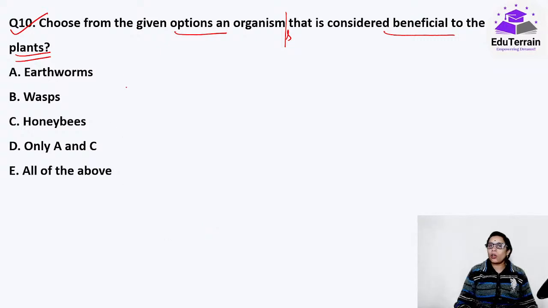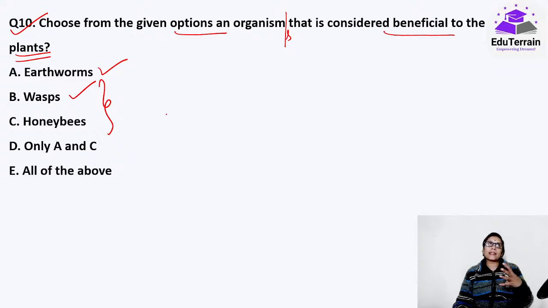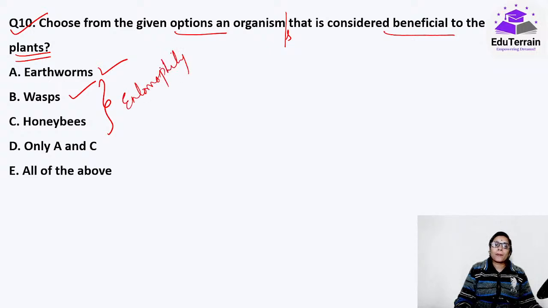Yes, very good. It's all of the above, because earthworms in the soil make it friable. Vermicast that they add to the soil improves the fertility of the soil and its porous nature, that is the friability of the soil. Wasps help in pollination. Whenever insects help in pollination, it's called entomophily. And if wind helps in pollination, it's called anemophily.